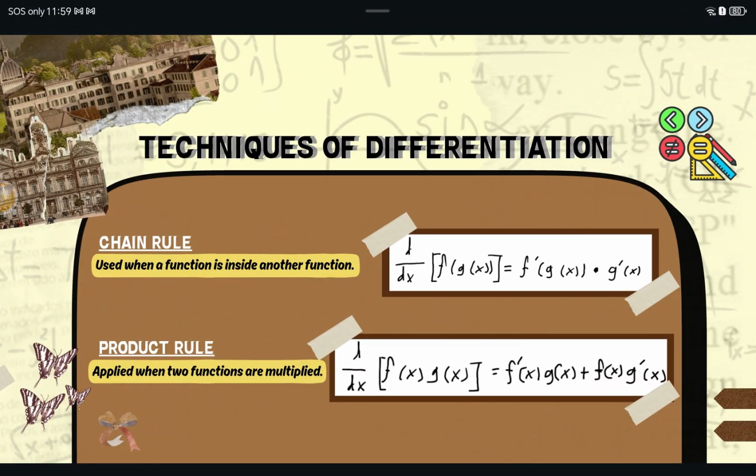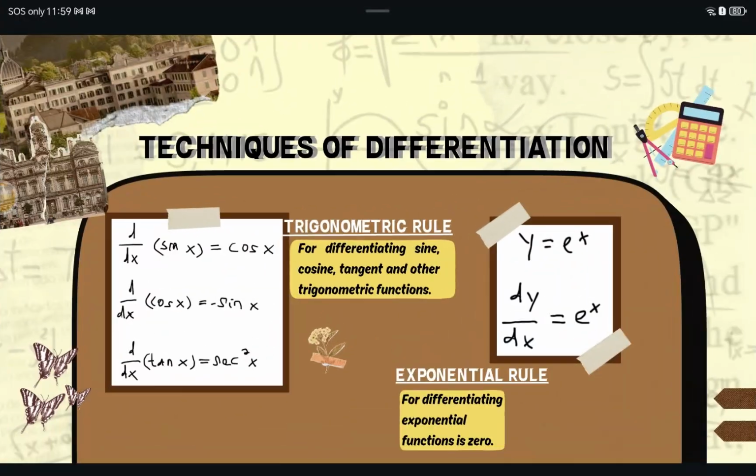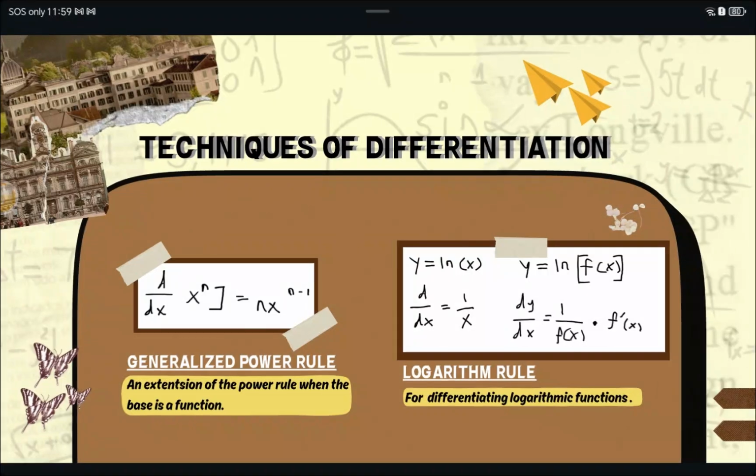Fourth is the chain rule. Used when a function is inside another function. Fifth is the product rule. It can be applied when two functions are multiplied. Sixth, the trigonometric rule. It can be applied for differentiating sine, cosine, tangent, and others trigonometric functions. Seventh is the exponential rule. Applied for exponential functions. Eighth is the generalized power rule. It is an extension of the power rule when the base is a function. Lastly, the logarithm rule. It is used for differentiating logarithmic functions.